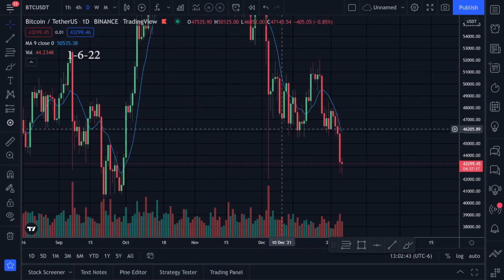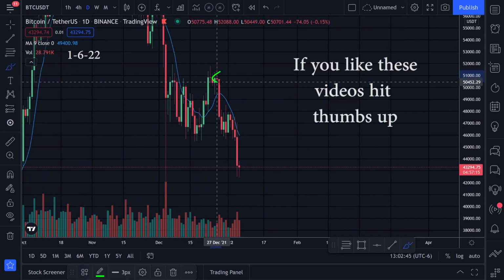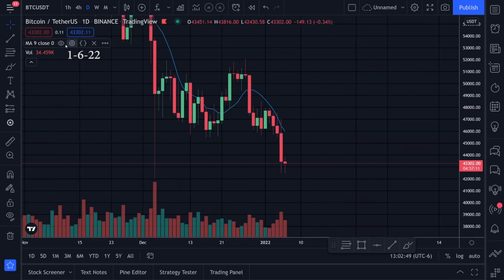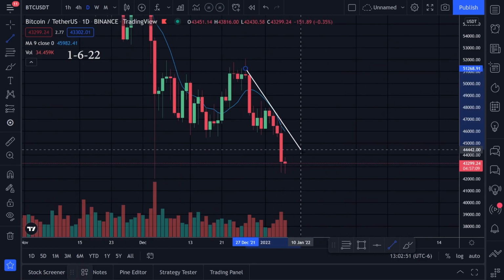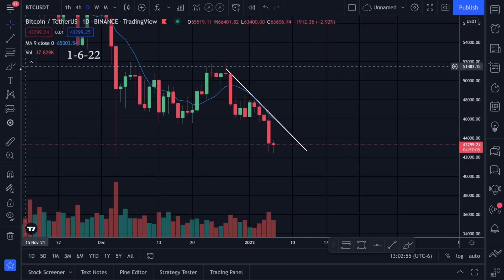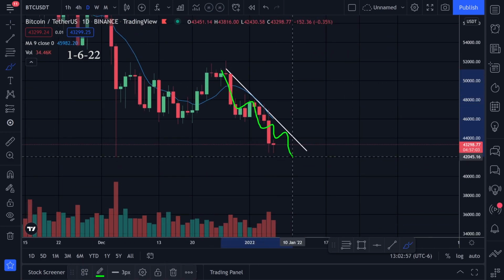The other thing I'm doing is I have resistance right here and resistance right here. Let's do a downtrend like this. We're on the daily time frame, and I think this is the downtrend that I am watching until we break this downtrend going to the upside.